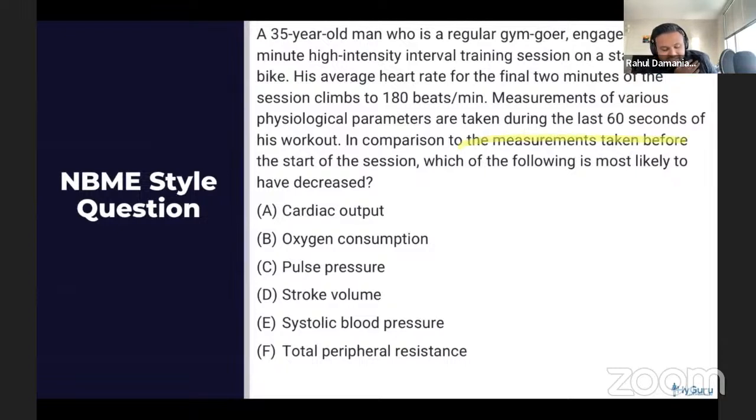In comparison to the measurements taken before the start of the session, which of the following is most likely to be decreased? A 35-year-old man who is a regular gym goer engages in a 20-minute high-intensity interval training session on a stationary bike. Maybe he's on a Peloton. His average heart rate for the final 2 minutes of the session climbs to 180. Measurements of various physiological parameters are taken during the last 60 seconds of his workout. In comparison to the start of the session, what's likely to have decreased? A, cardiac output, B, oxygen consumption, C, pulse pressure, D, stroke volume, E, systolic blood pressure, or F, total peripheral resistance.